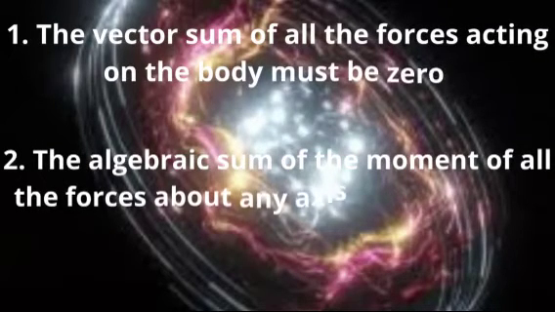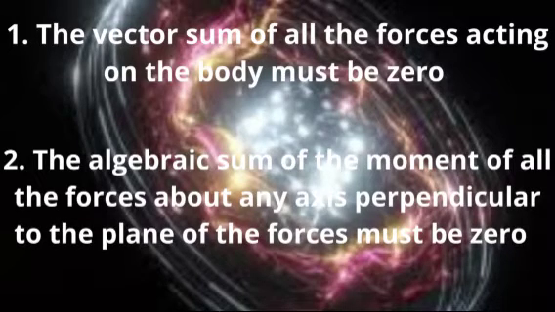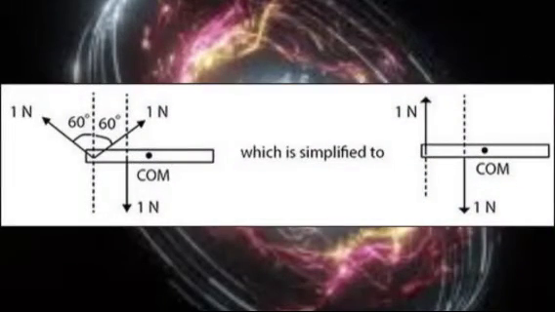Now, conditions of equilibrium of non-parallel coplanar forces: the vector sum of all the forces acting on the body must be zero, and the algebraic sum of the moments of all the forces about any axis perpendicular to the plane of the forces must be zero. It's similar to the other one, but the difference here is that the forces are not parallel. In the former one, when we were talking of parallel forces, we had forces going up and forces coming down, straight parallel forces. But in this case, they are inclined.